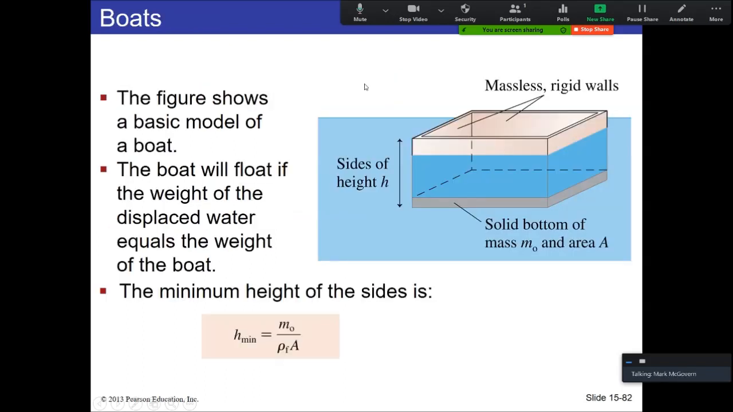All right, so this brings us to the concept of a boat. The idea with the boat is that we take advantage of this principle here. Let me explain how this is working. The idea behind the boat is that it's going to have a very large surface area and a small height to it.